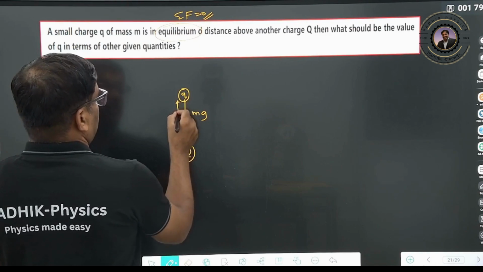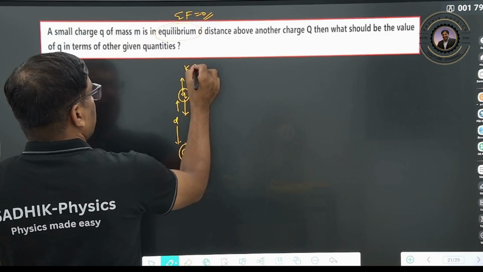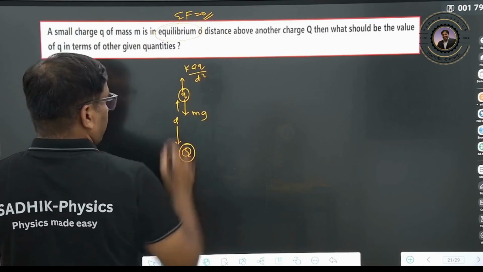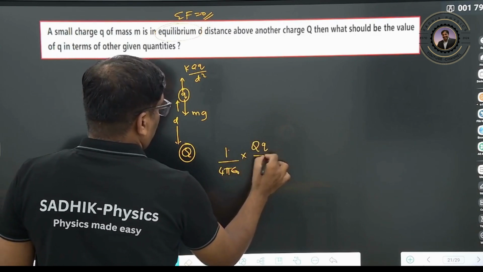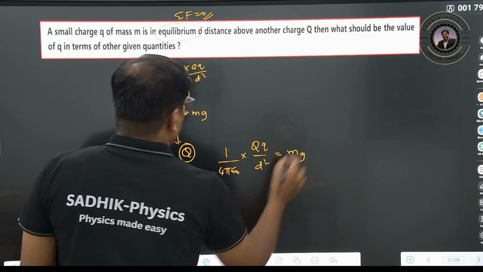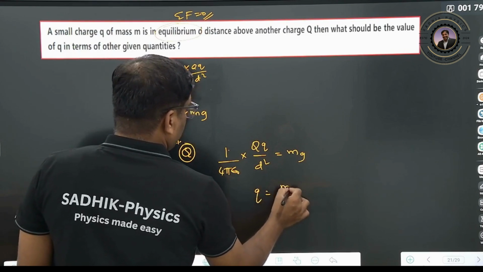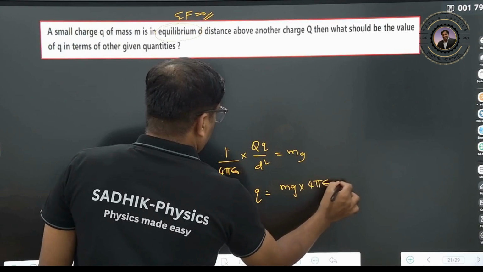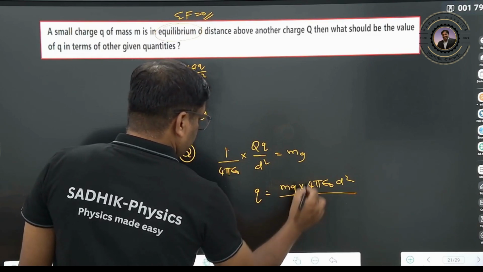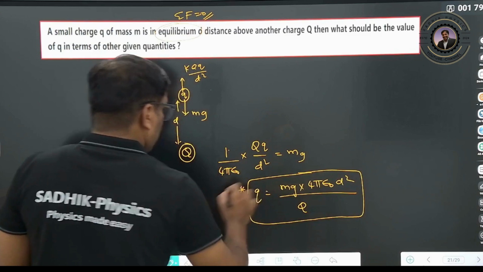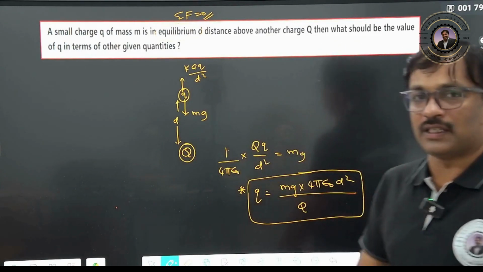The distance is d. Therefore, this downward force is balanced by this one, no? That is nothing but k capital Q into small q by d square. Therefore, k is 1 by 4 pi epsilon naught into capital Q into small q by d square, and it will be equal to mg. So he is asking for q, no? Therefore q is equal to mg into 4 pi epsilon naught into d square by capital Q. Clear? So this is your q. Clear? A very simple one, no?